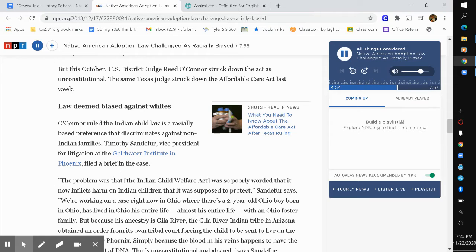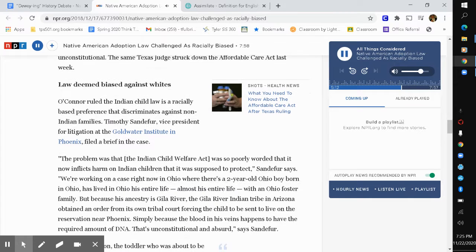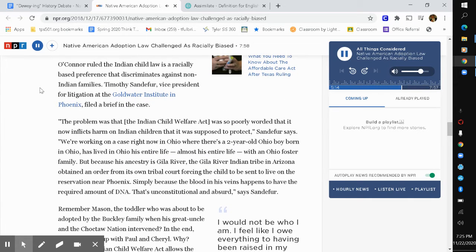But in October, U.S. District Judge Reed O'Connor struck down the Indian Child Welfare Act as unconstitutional. The Texas judge ruled the law is a racially based preference that discriminates against non-Indian families. The problem was that it was so poorly worded that it now inflicts harms on Indian children that it was supposed to protect. Timothy Sandifer is vice president for litigation at the Goldwater Institute in Phoenix. Sandifer filed a brief in support of striking down the law.